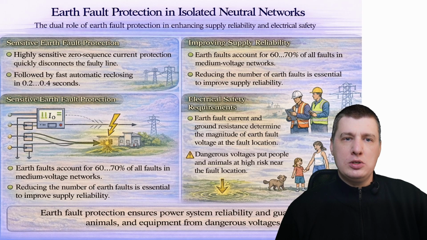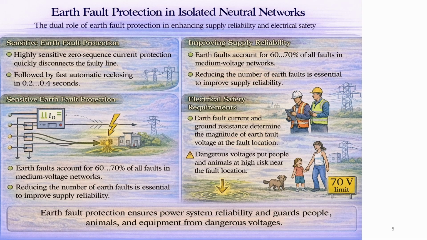In isolated neutral systems, earth fault protection mainly relies on high sensitivity zero-sequence current protection. When required, directional zero-sequence current is also applied. When earth fault protection operates, the faulty line is disconnected. This causes a supply interruption for consumers connected on that line. In most cases, disconnection is followed by fast automatic reclosing. As a result, the voltage interruption usually does not exceed 0.2 to 0.4 seconds.